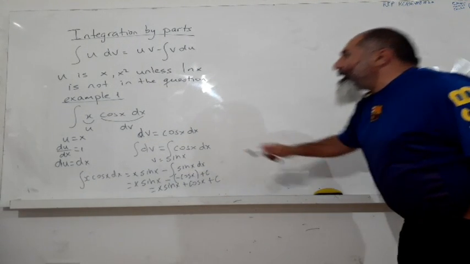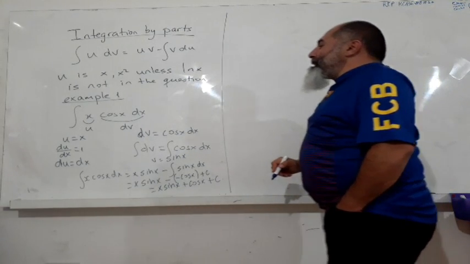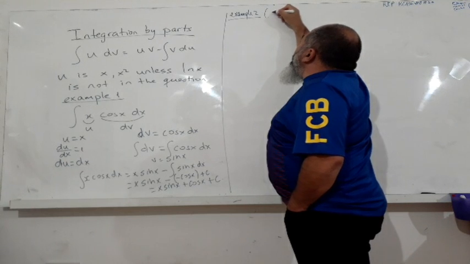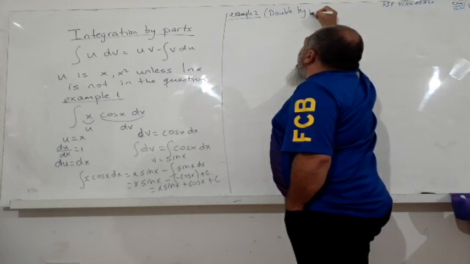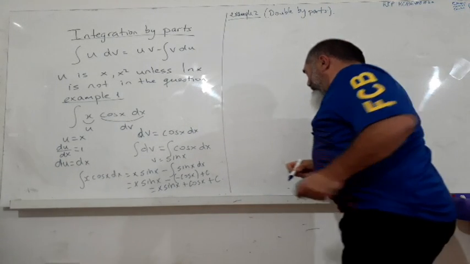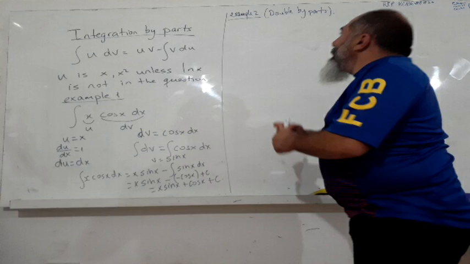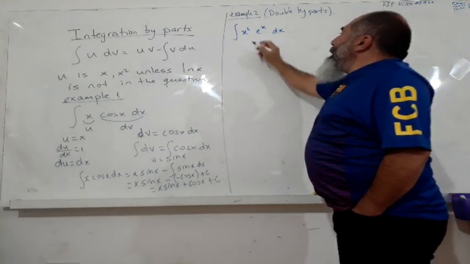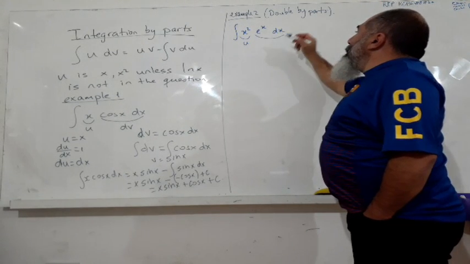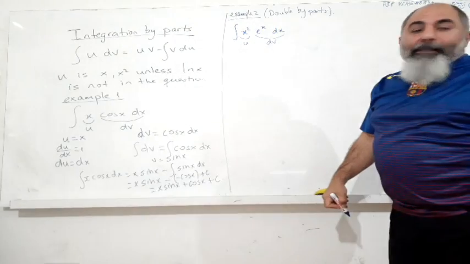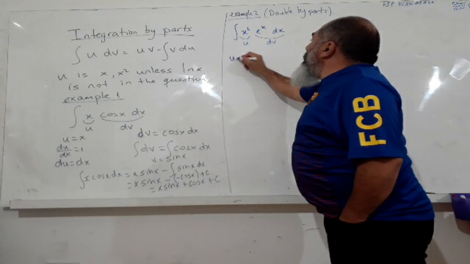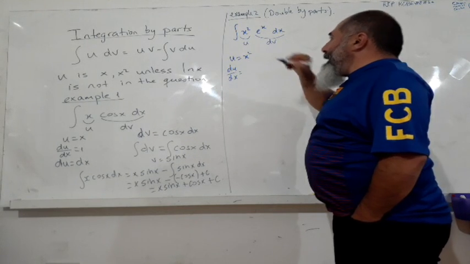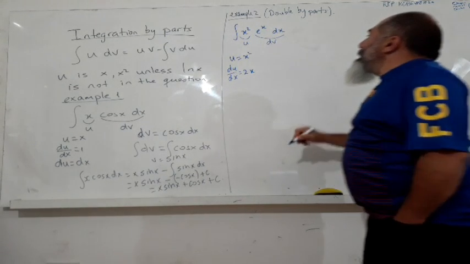Now, let's do another example. Example 2 is for double by parts. So, again, let's write the example here. x squared e to the power of x dx. Here, x squared is u, dv is e to the power of x dx. Now, if u is x squared, du over dx is going to be derivative of x squared, which is 2x. And here, dv is equal to e to the power of x dx.